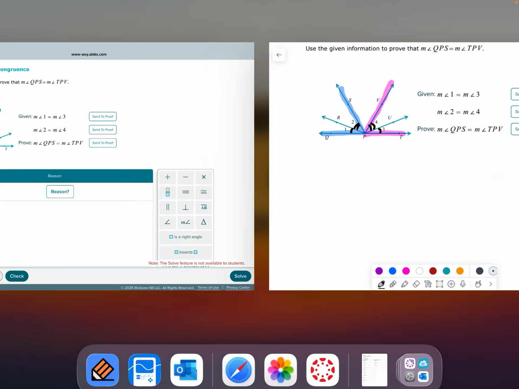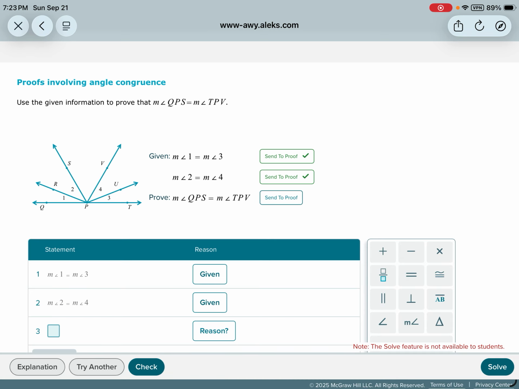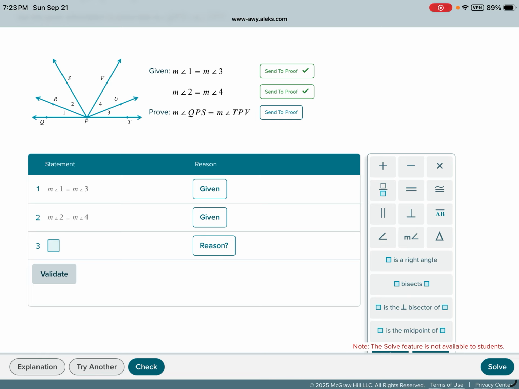What I'm going to do, I like to send my givens to proof. Okay, I'm going to bring my keyboard out. I like to have it sitting in front of me so that it doesn't take up half my screen, so I put my pen away. First thing, if I'm going to prove that the measure of angle QPS is equal to the measure of angle TPV, I have to have QPS in my statements. So I'm going to have the measure of angle QPS. What is the measure of angle QPS equal to?